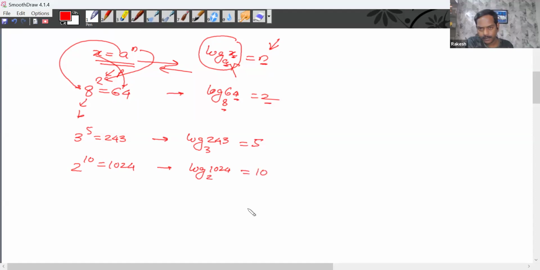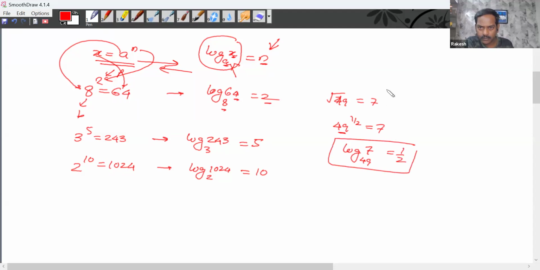Right? The square root of 49 is equal to 7, we all know. We want to convert it to logarithm format. What we can do is write this as 49 to the power 1 by 2, which is equal to 7, which in logarithm form will be log of 7 with base 49, because the base here is 49. And what is the power? 1 by 2. So this is another way of writing this in logarithmic format. Good enough, right? Similarly, say 27 to the power 2 by 3 is equal to 9. So we can write it as log of 9 with base 27 is equal to 2 by 3. Right?